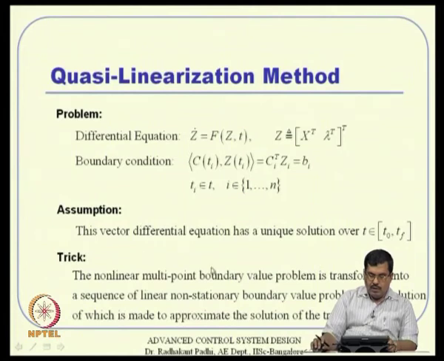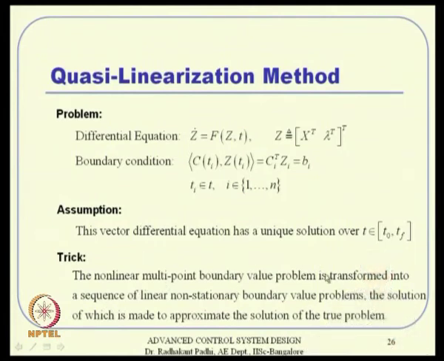So, what is the trick? The trick here is that this nonlinear multi-point boundary value problem is first transformed into a sequence of linear non-stationary boundary value problems, and the solutions of those problems are made to approximate the solution of the true problem. That means a kind of divide and rule. You first divide the entire nonlinear multi-point boundary value problem into a sequence of linear boundary value problems, find the solutions of those, and make them equal to the solution of the true problem in an approximate sense. That is what we want to do.